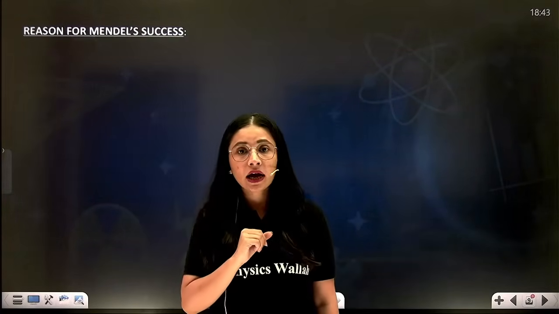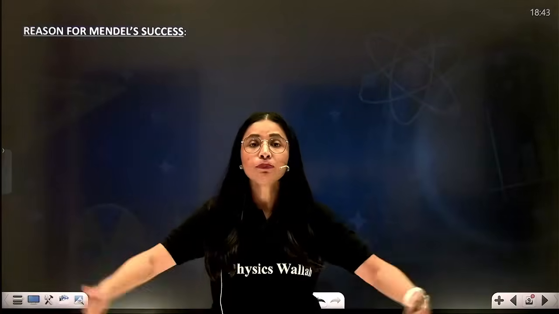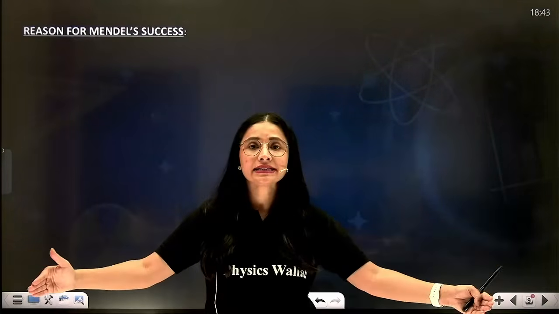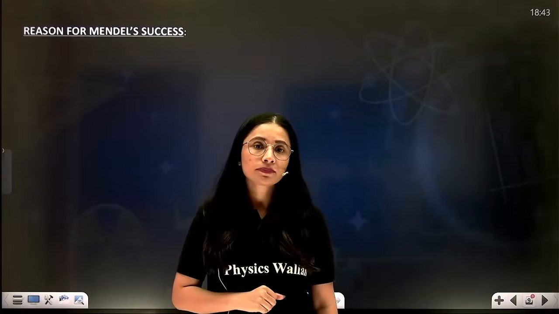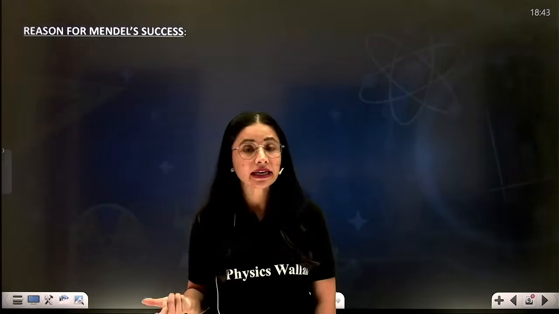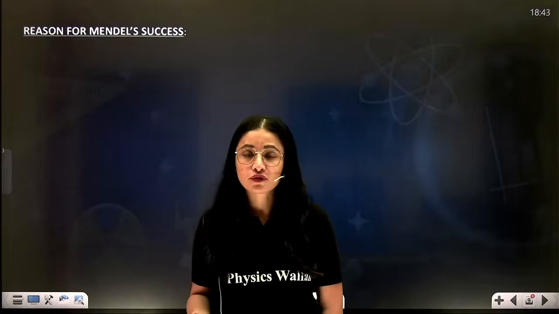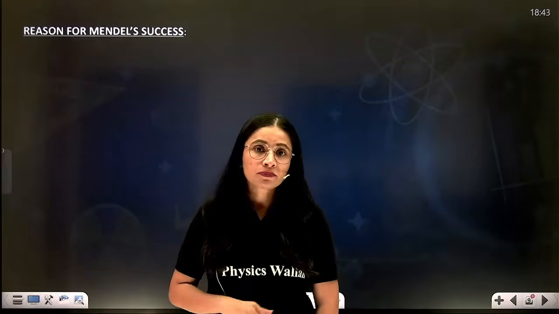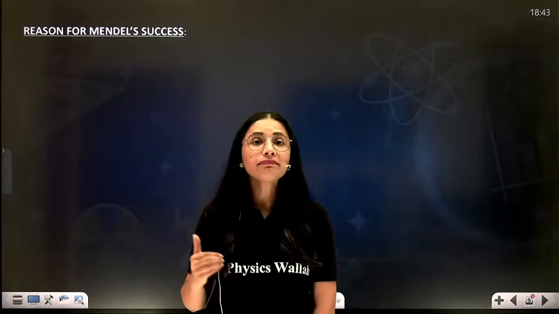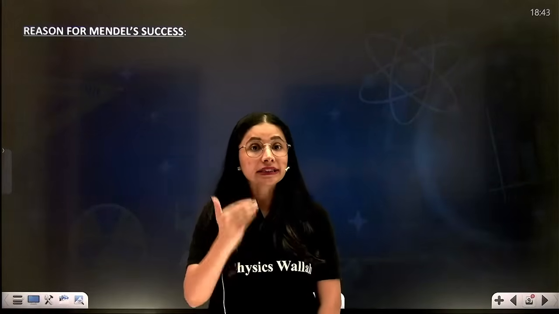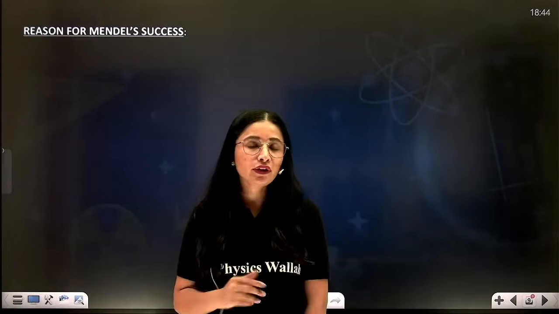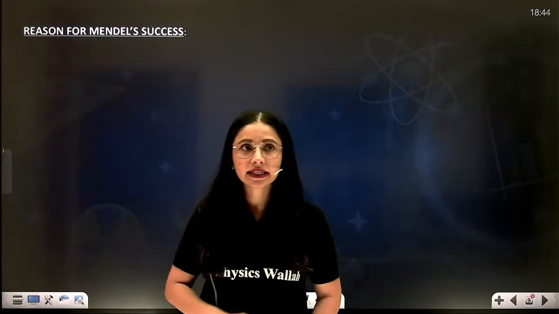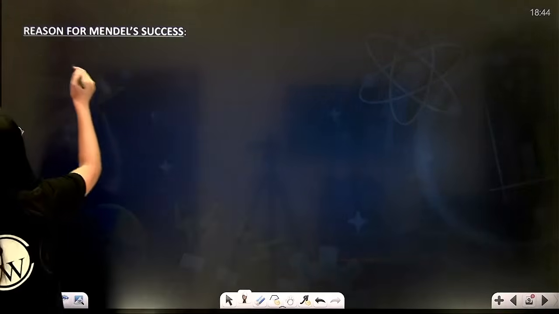Apart from this, beta, as I also said, he used to maintain large sample size. So chance of error also got reduced. Plus, he was very vigilant in his work. Vigilance is, of course, very, very important. So these were certain reasons why Mendel got success and why other scientists of his era who were also working in the same field could not achieve the same success. Clear? Chalo, let's write. Reason for Mendel's success.